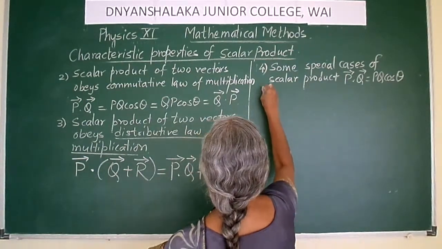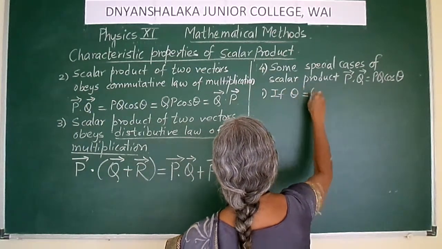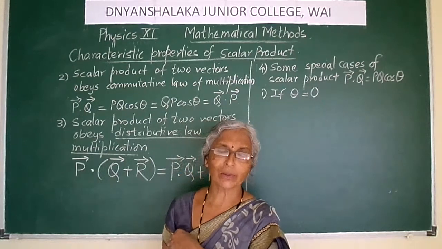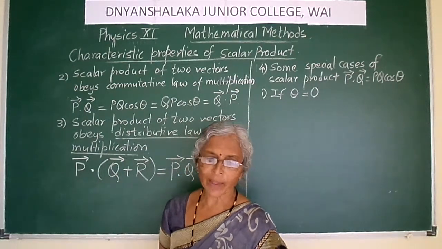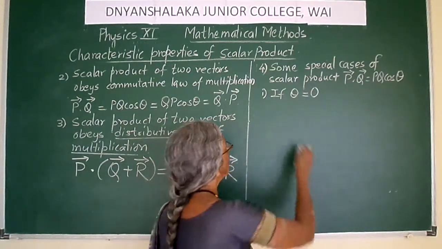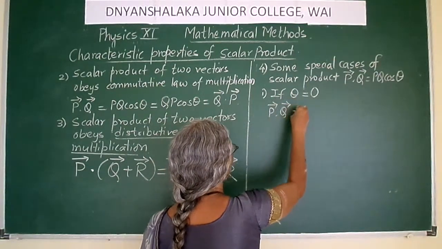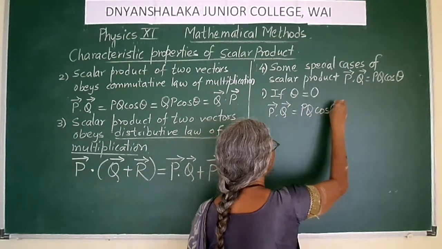Now in the first case, if theta is equal to 0, put the value of theta as 0, meaning there is no angle at all between the two vectors. If you take theta equals to 0, then what do I get? Vector p dot vector q is equal to pq cos of 0.